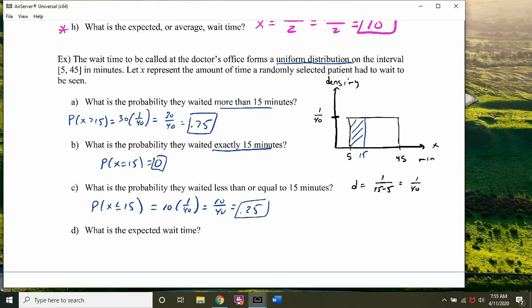And what is the expected wait time? So average value, a plus b over 2. 5 plus 45 is 50 over 2. And basically what we're finding is the average or median wait time. Half the time we'd wait 25 minutes or less, half the time 25 minutes or more.